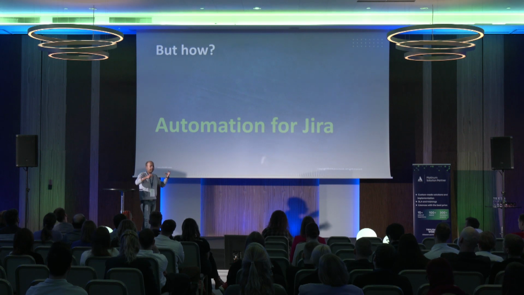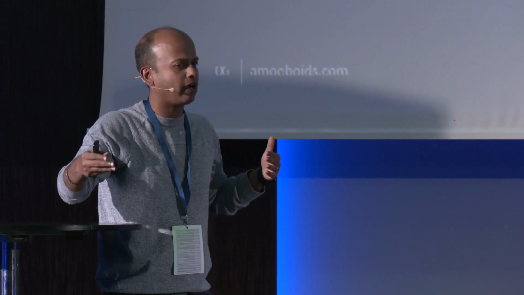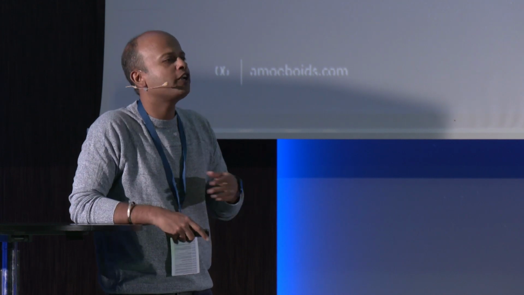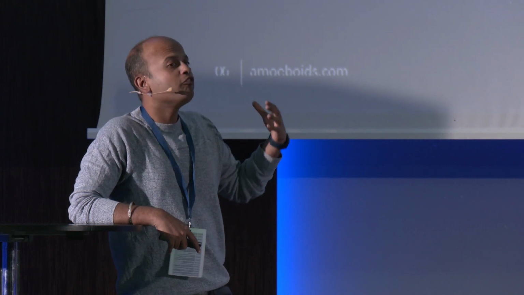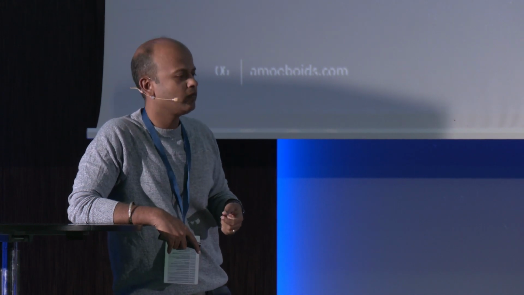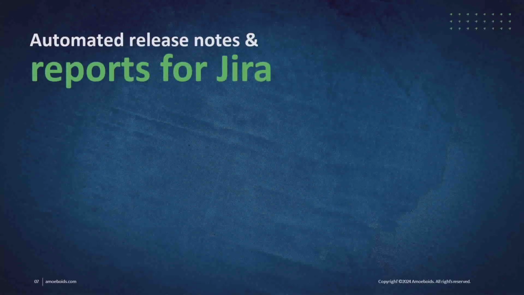You'll have to maintain multiple templates. Then again, the number of formats are going to be limited. You're going to have only email notifications or Slack at the most. What if you wanted to cater to audiences that are more receptive on a few different channels? That's where automated release notes and reports for Jira comes into the picture.